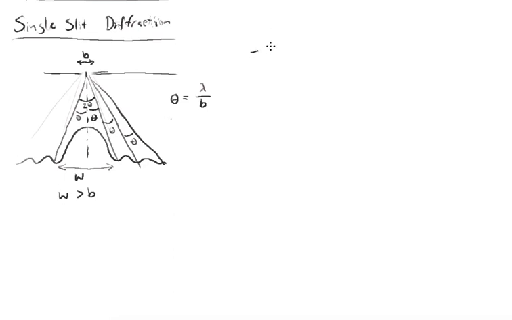So some of the things you should notice is that the central bright fringe is wider than the slit, so I had already written that down. It's wider than the slit. The central bright fringe is much brighter than all the other smaller order fringes.